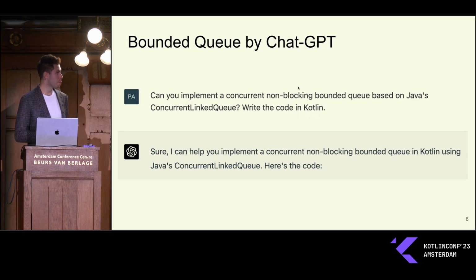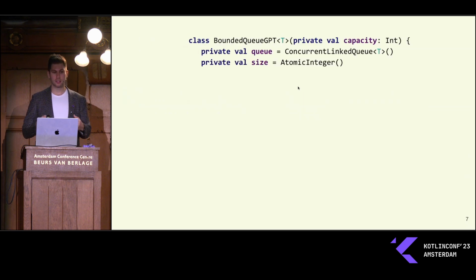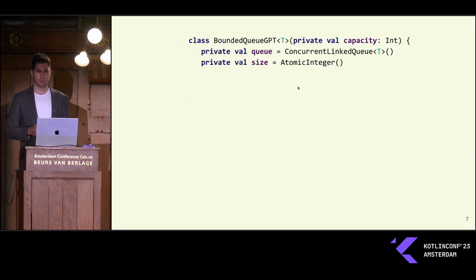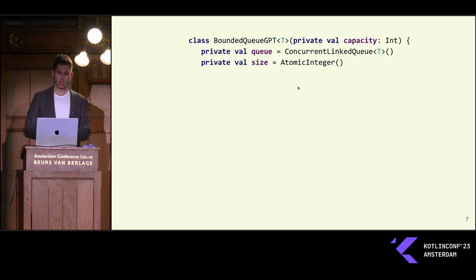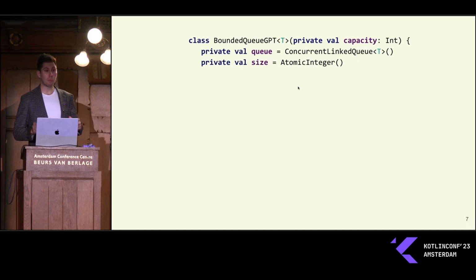So now I asked it to build this algorithm. And we are here at Kotlin Conf, so the code should be Kotlin. And that's what it suggests. The data structure itself stores the capacity of the queue, obviously, and also reuses the standard concurrent linked queue from the Java library. So it's a standard queue implementation in Java. And if you program in Kotlin on JVM, then you can also use this data structure.